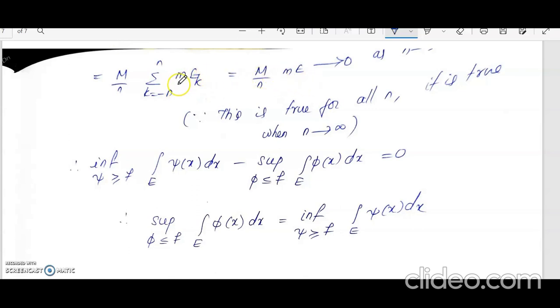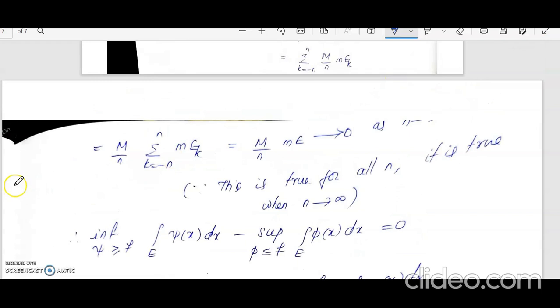And the summation for k equal to minus n to n of m of Ek is m of E, because we proved earlier that E is the union of Ek for k equal to minus n to n, and the Ek are again disjoint, so the measure of E will be the summation of the measure of Ek. So this will be equal to the measure of E. Now the measure of E is given to be finite.